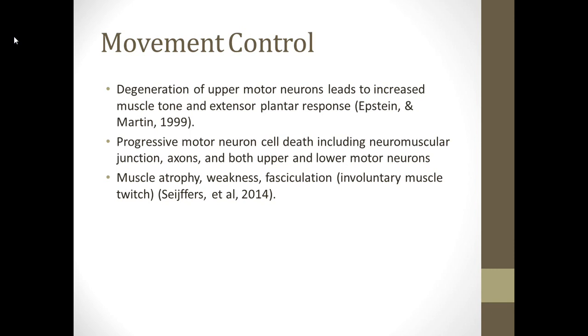Movement control. Degeneration of upper motor neurons leads to increased muscle tone and extensor plantar response, known as spasticity. Spasticity is a neuromuscular overactivity caused by upper motor neuron degeneration. Overactive neural input to the muscle causes excessive contraction. In motor neuron disease, the primary mechanism behind this increased tone is hyperreflexia.